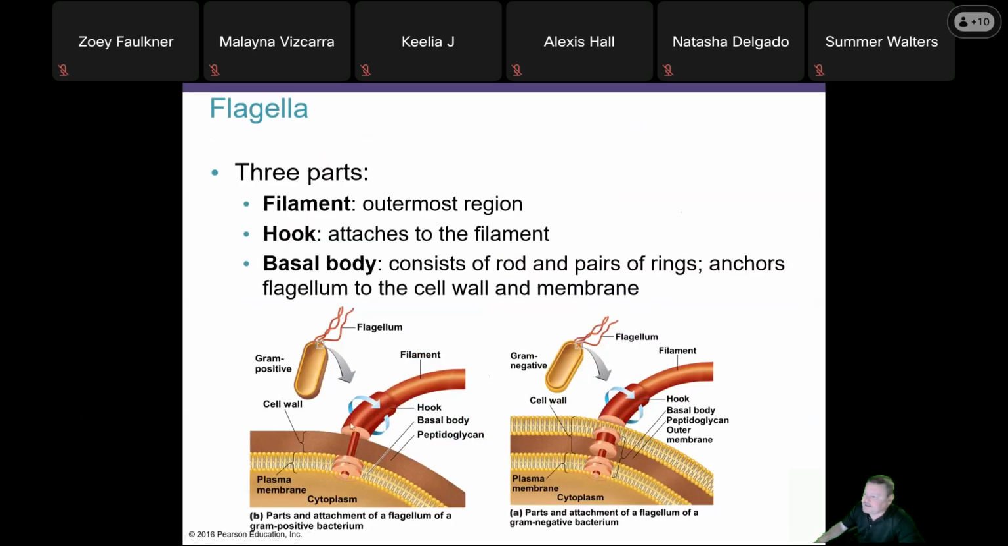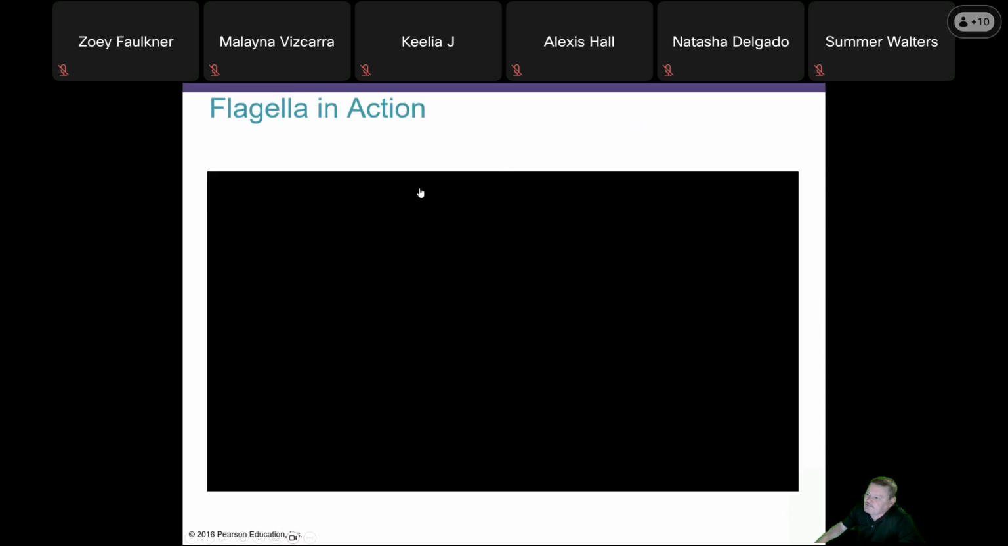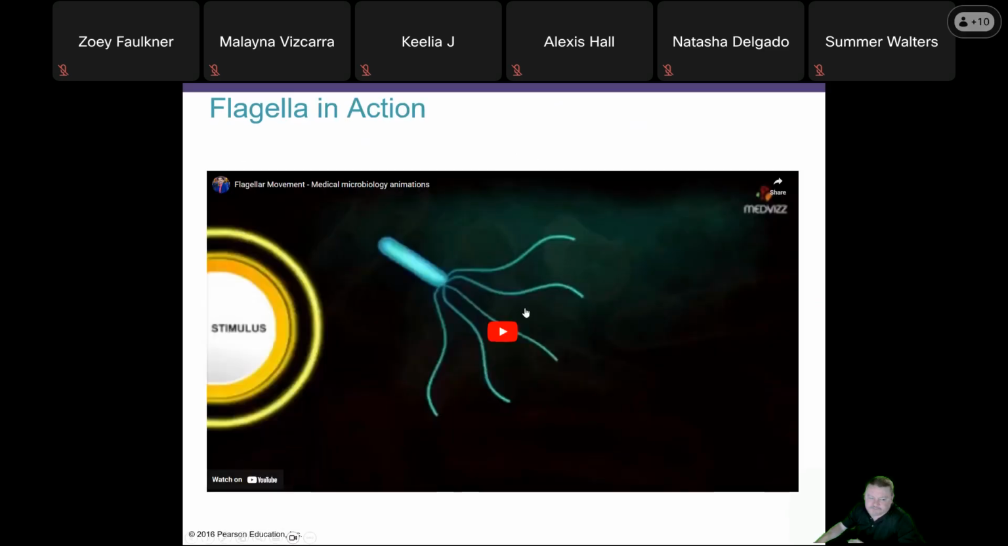So the filament is the outermost region that you see. That's the part that kind of whips around. And then you have the hook that attaches to the filament. And then you have the basal body, which is a rod and pairs of rings that anchor the flagella to the cell wall and membrane, and then provide a rotation point for that flagella to move. So this is going to show you a flagella in action. This is a simulation, but you'll be able to see some of the movement that these bacteria make.